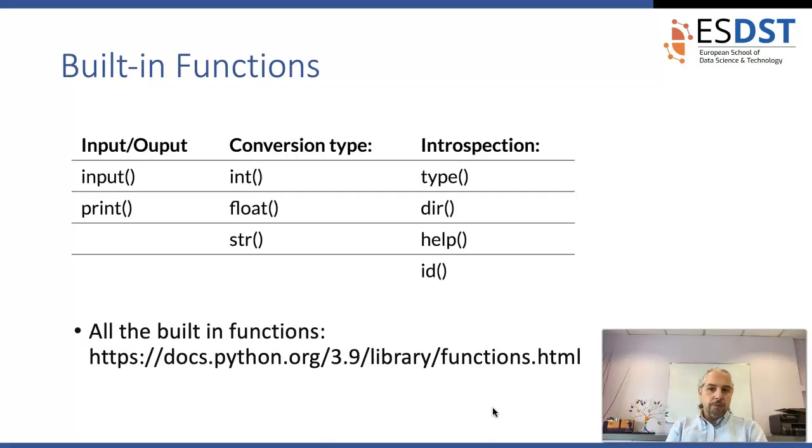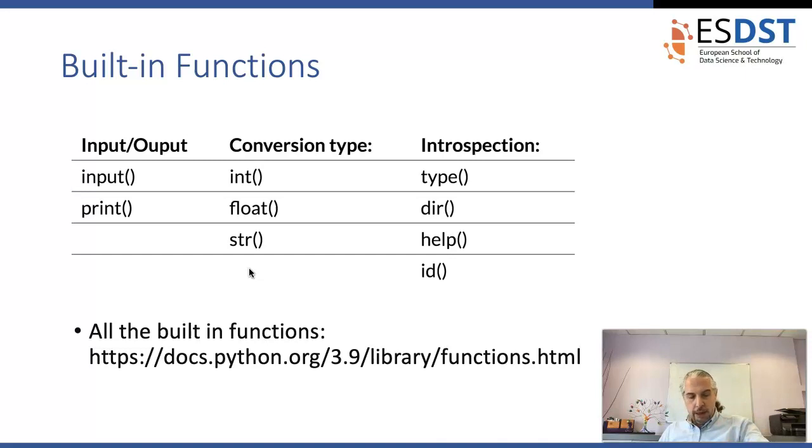So the output, print, and input. And we have already seen type and ID for introspection. There are two more, dir and help. I will show you this later. It helps you get some sort of insights on how to use functions. And we have these three functions here that you see, which I will pay more attention to right now: int, float, and str, string. These are conversion types.